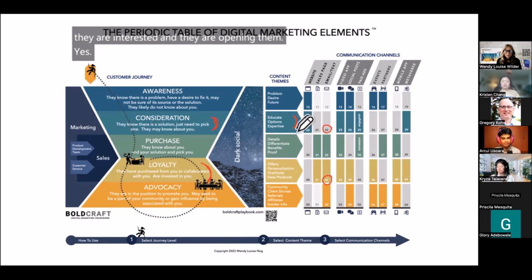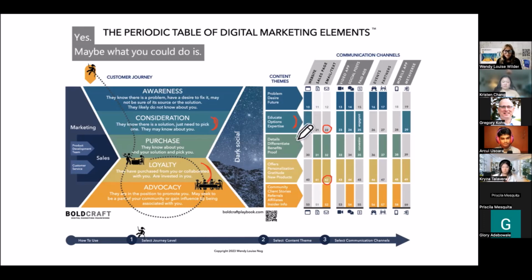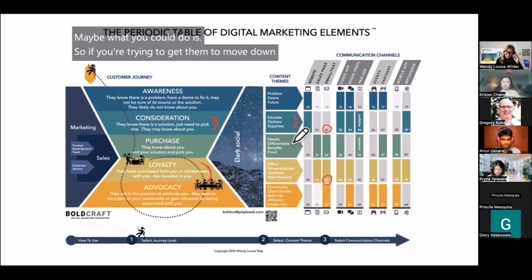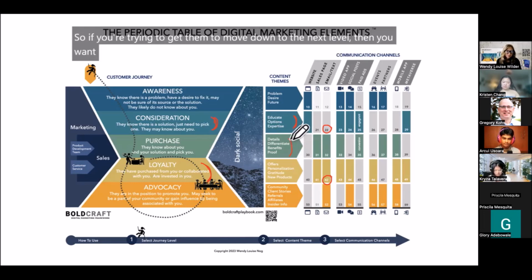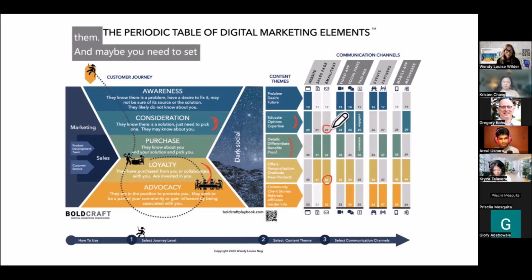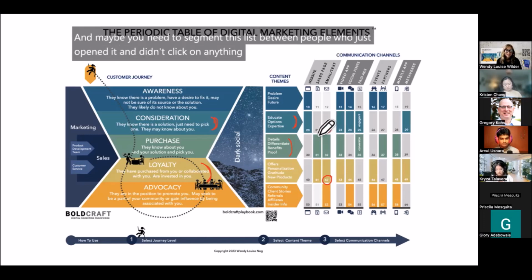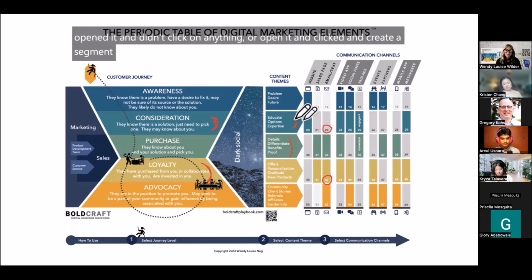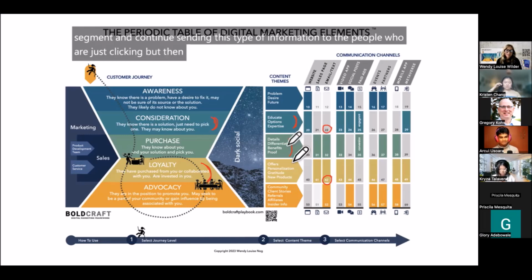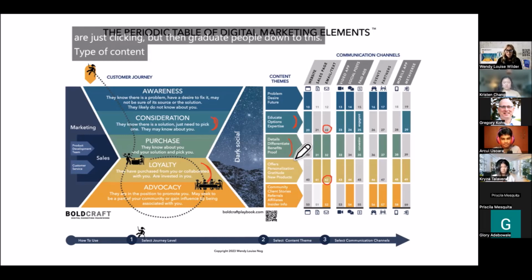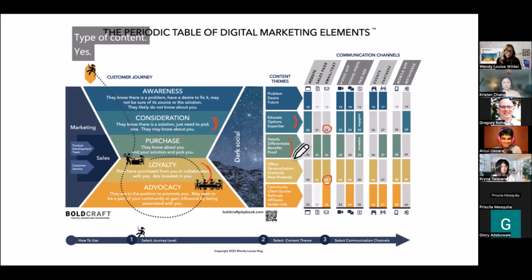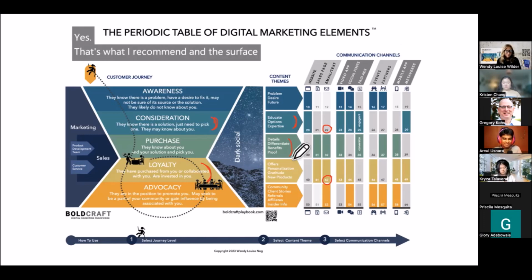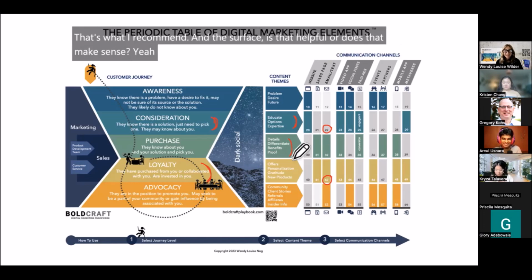Maybe what you could do is, if you're trying to get them to move down to the next level, then on those landing pages or wherever you're sending them, maybe you need to segment this list between people who just opened it and didn't click on anything, or opened it and clicked, and create a segment, and continue sending this type of information to the people who are just clicking, but then graduate people down to this type of content. That's what I recommend. Is that helpful, or does that make sense? Or maybe you're already doing that.